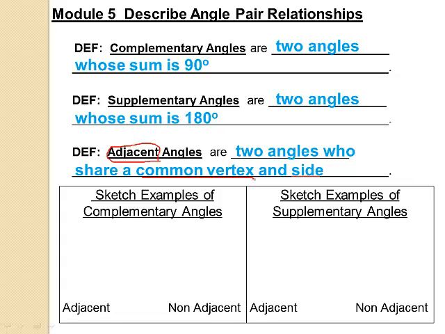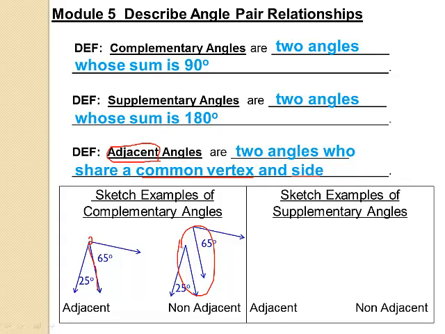So sketch examples of complementary angles. Here we have an adjacent pair which shares a common vertex, and they are adjacent because, again, common vertex and common ray for the vertex. 25 degrees and 65 degrees add up to 90 degrees, so they are complementary. Non-adjacent, they're not touching, as you can see here, so those would be non-adjacent angles.